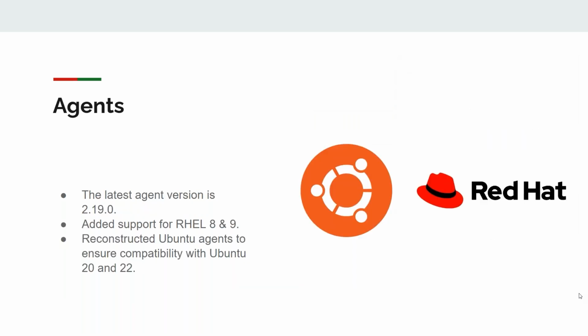One of the things a lot of people were happy about was added support for RHEL 8 and 9, and ensuring compatibility for the Ubuntu agents. We had a question on the last webinar asking about Ubuntu 24. That still needs to be tested on our end. I understand that people are moving to 24 now for Ubuntu, so that's something we're taking a look at.